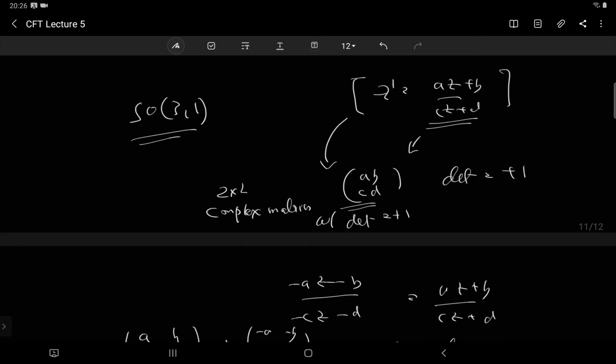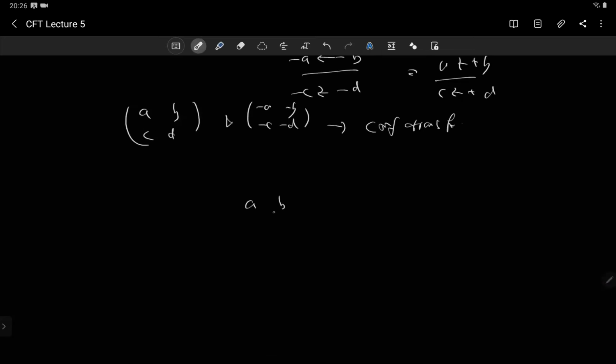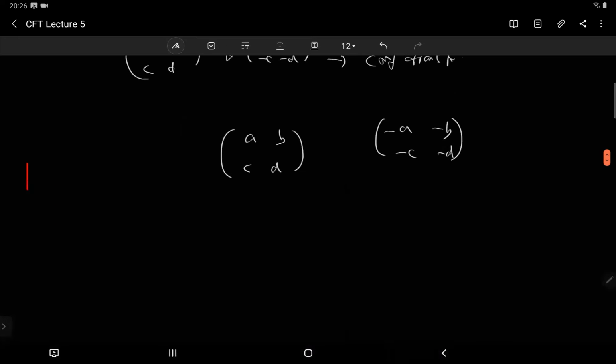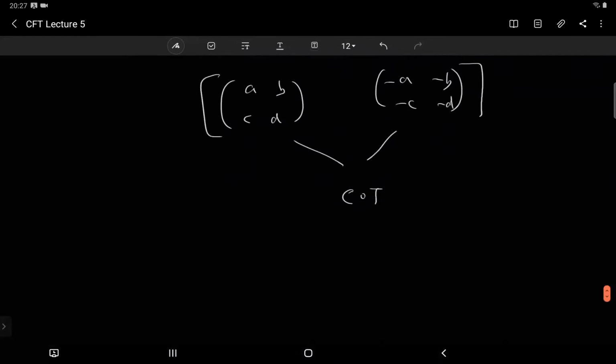Yes. But for the conformal transformation, if I take minus A, minus B, minus C, minus D instead of A, B, C, D, that is the same conformal transformation, because the minus will just cancel in the denominator and numerator. But as matrices, these are two different matrices. So at the level of conformal transformations, we are identifying these two matrices. Both these matrices are the same conformal transformation, even though as matrices they are different.